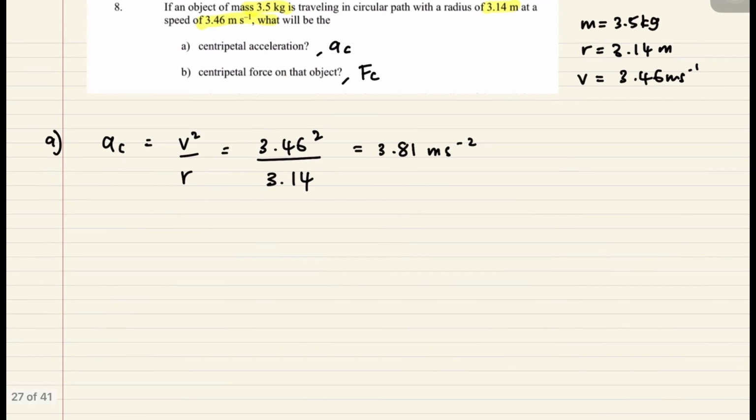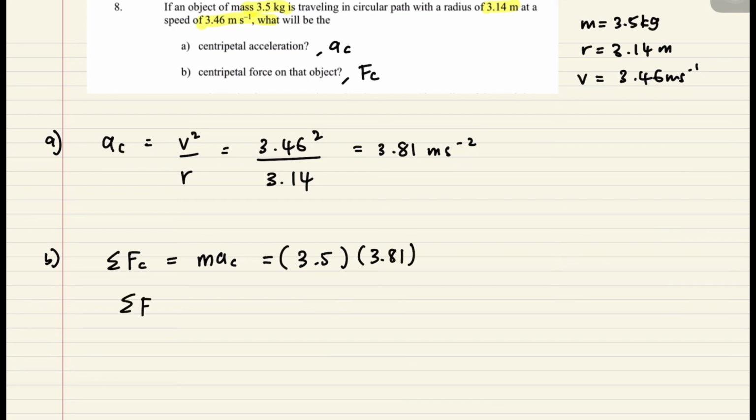For question B, they want you to find the centripetal force F_c. F_c is equal to m a_c. So calculate just now 3.81, multiply with the mass. So F_c, because this one is force, the unit will be Newton.